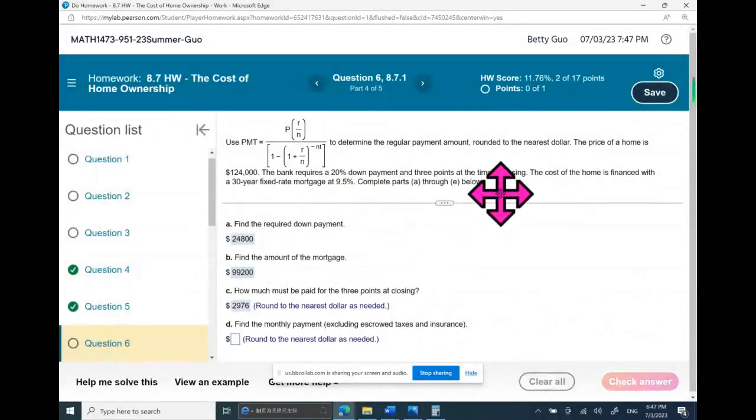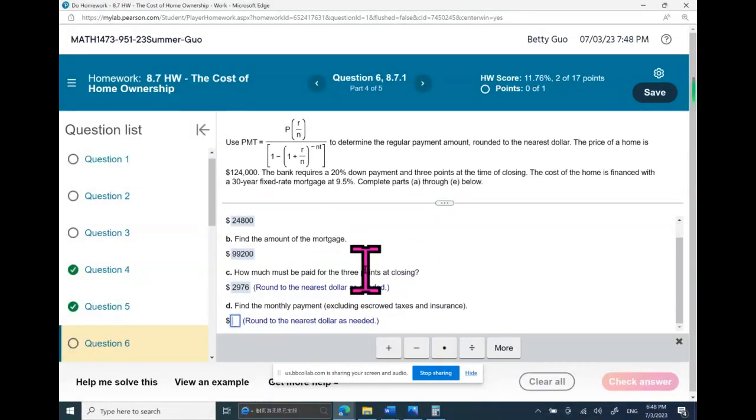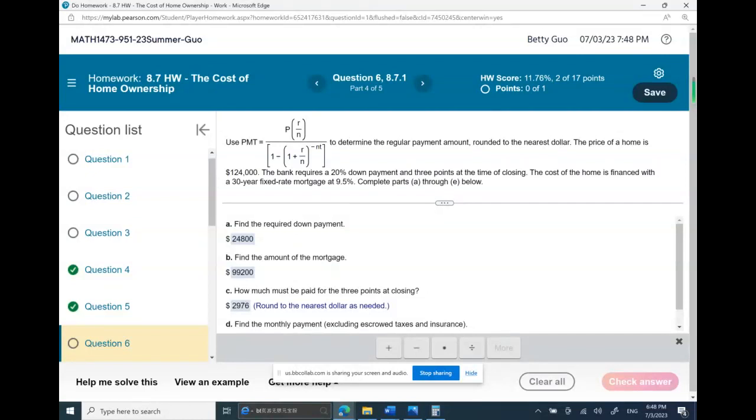Part D, find the monthly payment excluding escrowed taxes and insurance. In reality, with escrowed taxes and insurance, your monthly payment is higher. In this assignment, the monthly payment only includes the principal and the interest. Let me write down the information of this problem, and then we are going to go to the calculator.